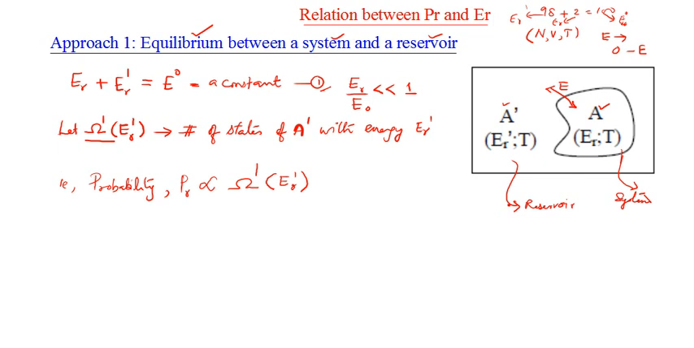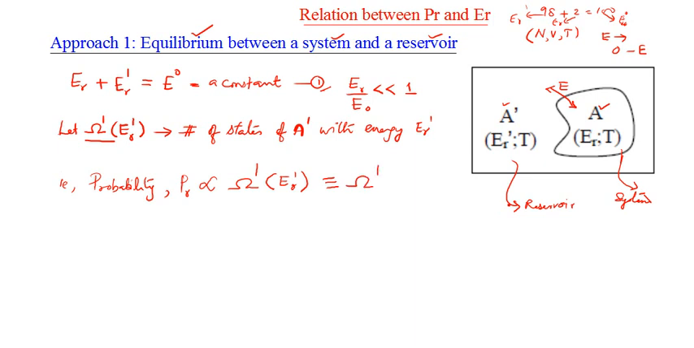Okay, so I can say P_R is proportional to omega prime. So it is equivalent to writing P_R is proportional to omega of E_R or omega prime of E_R prime, because both of them will be directly related. And that is a very important thing: I can rewrite this omega prime of E_R prime.